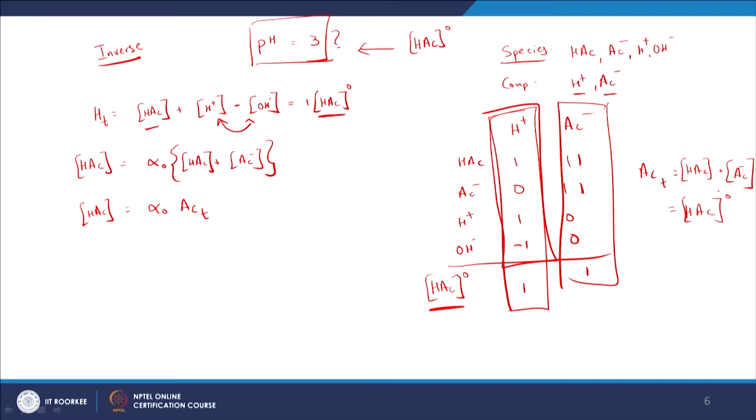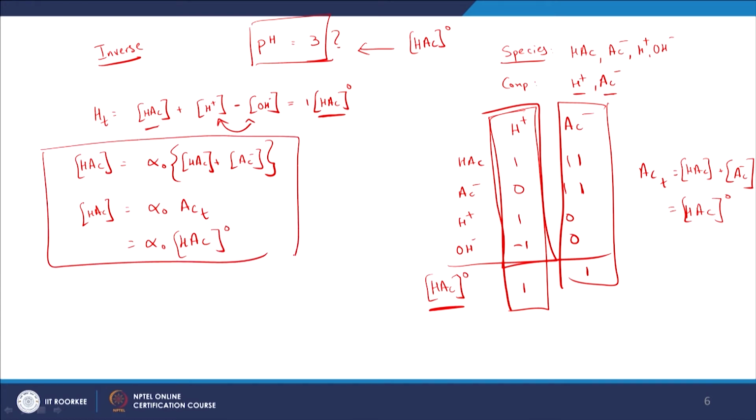So, that is what we have here. That is going to be equal to alpha naught into HAC naught. This is what we just derived, and I am going to plug this in for this variable. So, alpha naught into HAC naught plus H plus, and what is this OH minus? How do we write that?